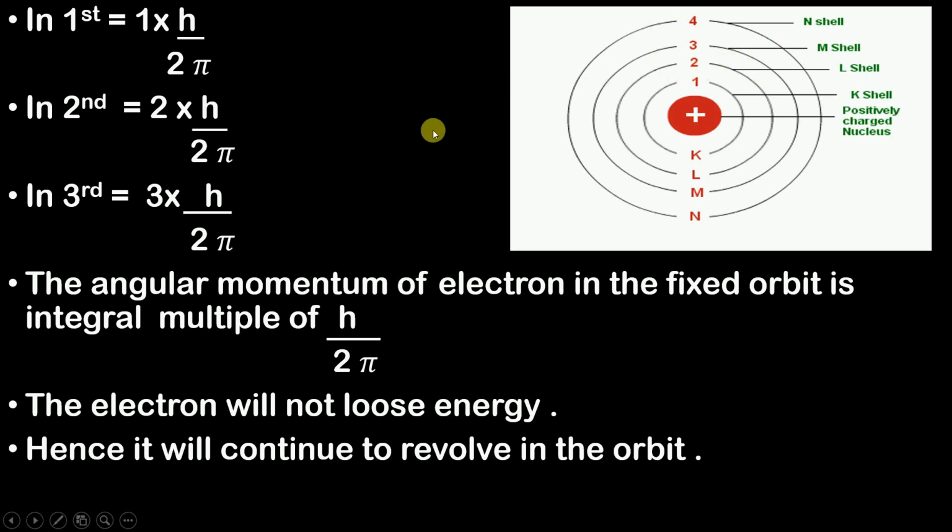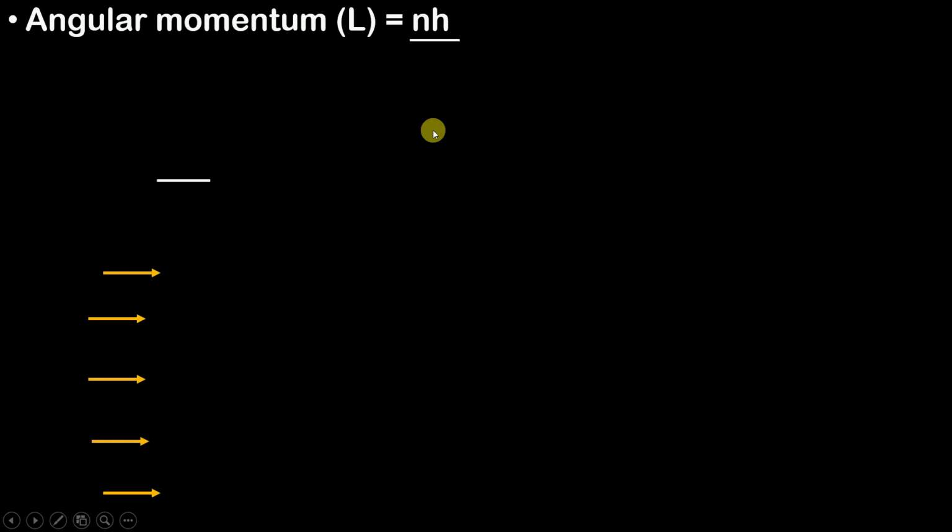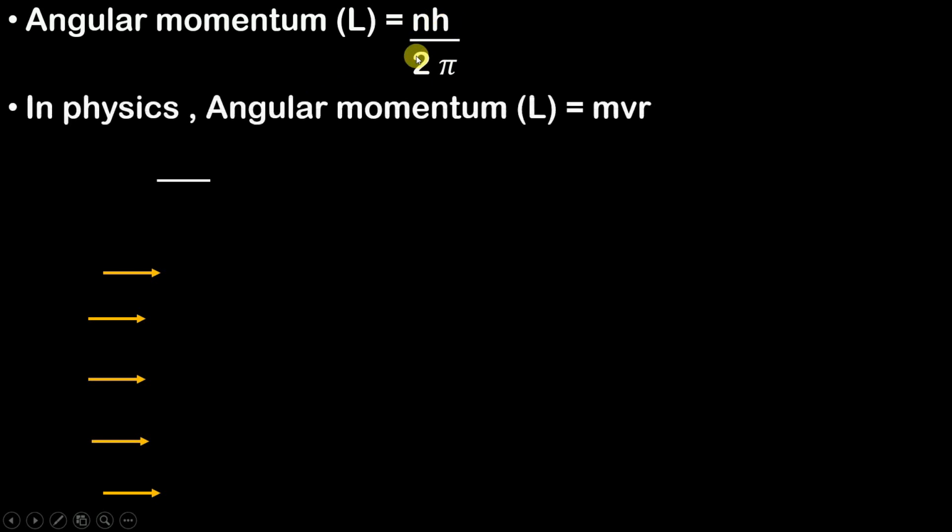Now moving ahead, as we have seen, if you want to find the angular momentum of an electron revolving in any orbit, you have to use this formula, which is nh upon 2 pi. But in the physics circular motion chapter, you will study that the formula for angular momentum is L equals mvr. Now if you observe, the left hand sides are the same, angular momentum, and as we know, if the left hand sides of any equation are the same, then the right hand sides will also be the same. So can I say that mvr equals nh upon 2 pi?